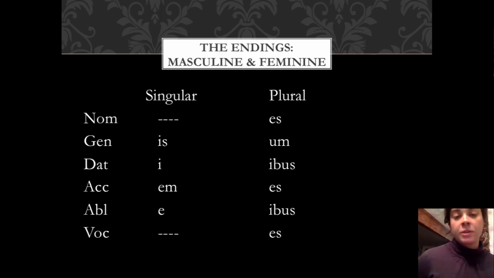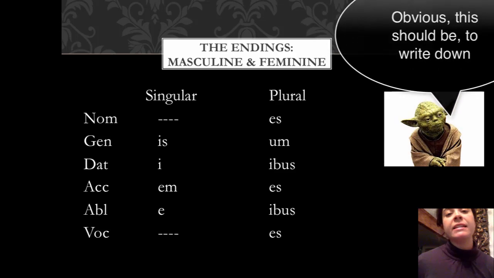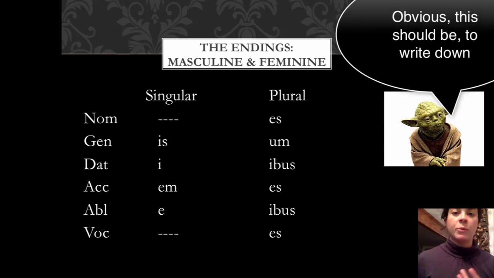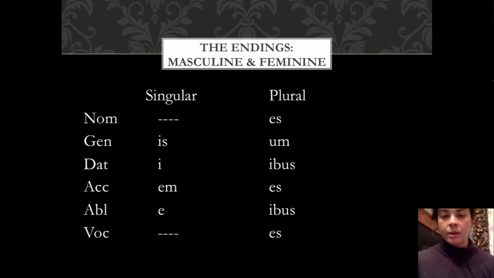So let's take a look at what the generic endings are. These are essentially the endings you can memorize if you wanted to memorize a set of endings, or when we ask on tests for you to fill in endings, this is what we're looking at. So nominative is blank, genitive is is, dative is i, accusative is em, ablative is e, and vocative is blank again. Because remember, nominative and vocative like to repeat one another, except for in second declension, ius becomes i and us becomes e. In the plural, we have es, um, ibus, es, ibus, and es again.